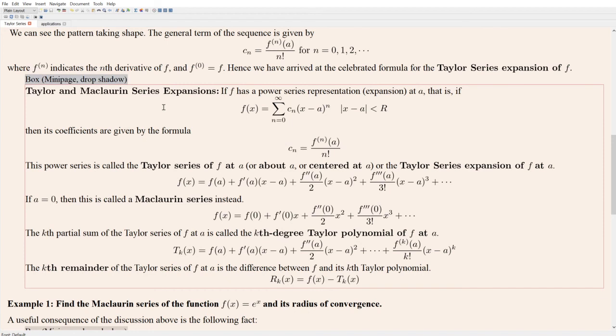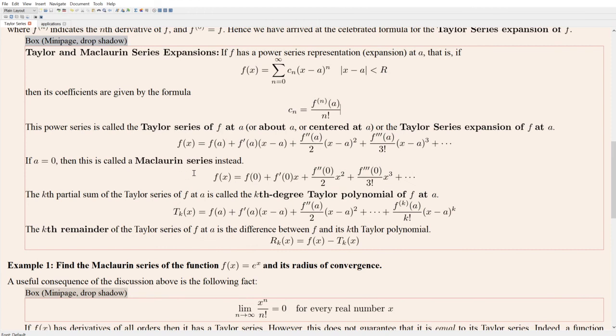So the Taylor series expansion of a function is the representation of that function as a power series where the coefficients are given by this formula. So derivatives on the top, factorial on the bottom. It's called a Taylor series centered at a, or the Taylor series about a. If the center point is 0, then this is called a Maclaurin series.